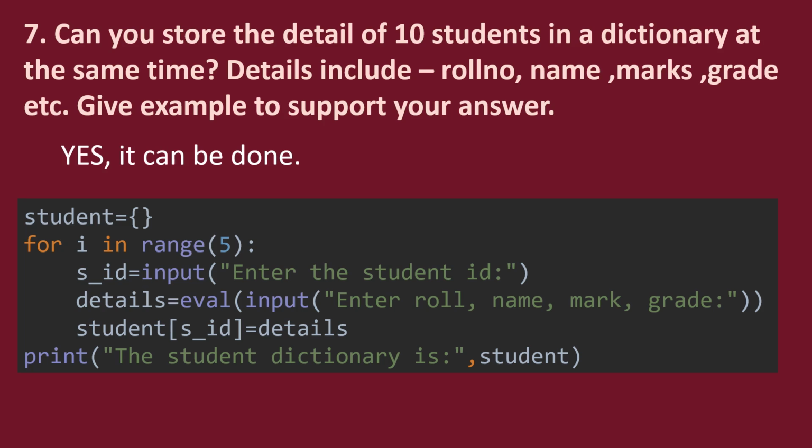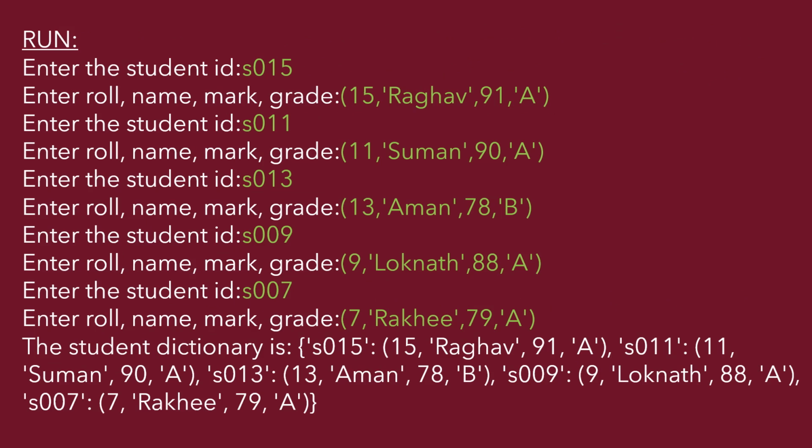Okay, so that will be assigned to this students within square bracket SID. SID is the key and the value is the details. Okay, now you can print the dictionary. Now let's run this program. Now once you run the program, it will ask to enter the student ID.